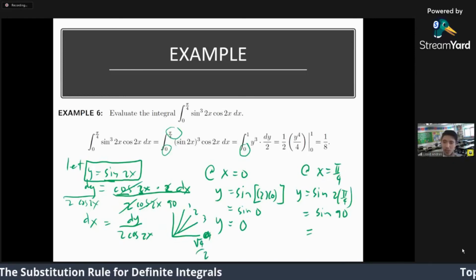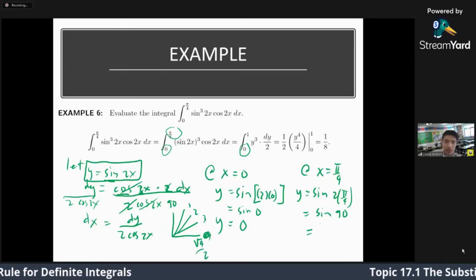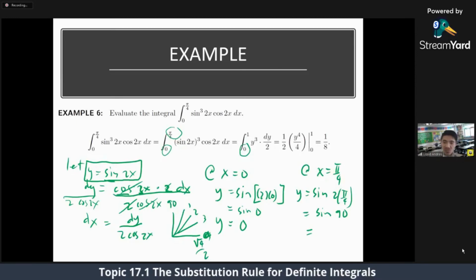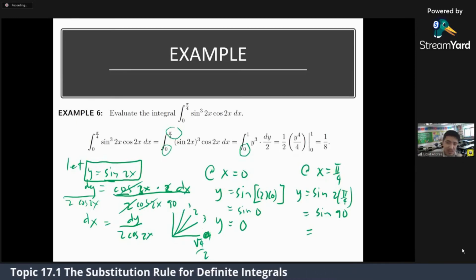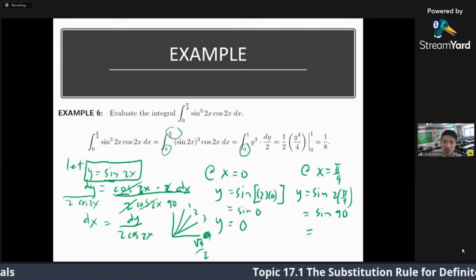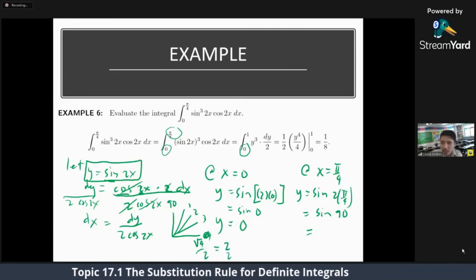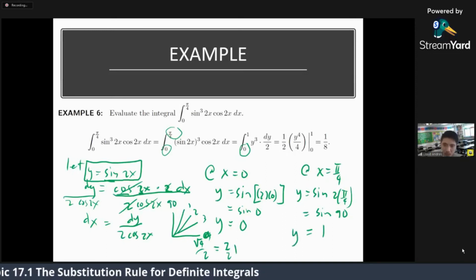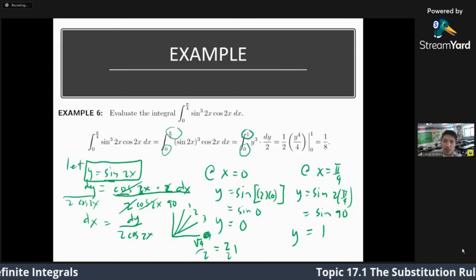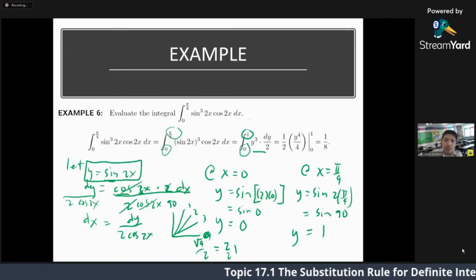Oh no, sorry. Sine of pi over 4, so that is right. Square root of 4 over 2, that's 2 over 2. So that is 1. So sine 90 is 1. So the upper limit becomes 1. I hope you followed. Then the question becomes just substitution.